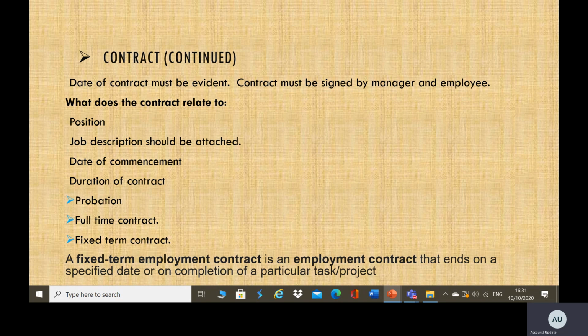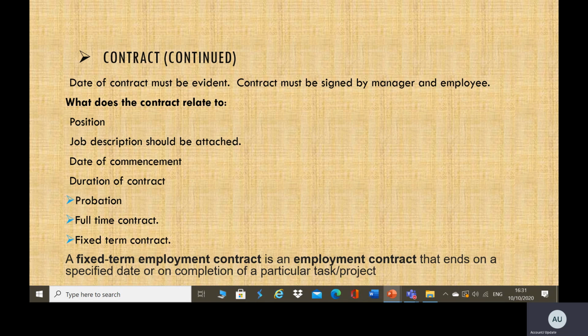Then there is the full-time permanent contract. That's for someone who's hired on a permanent basis. And the fixed-term contract is, I have underneath here, an employment contract that ends on a specific date or on completion of a particular task or project.